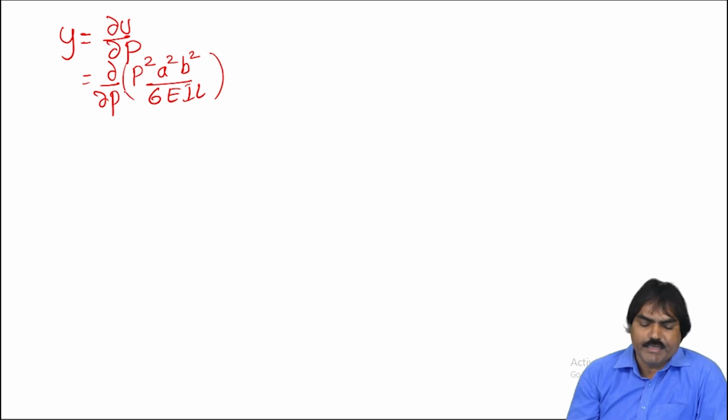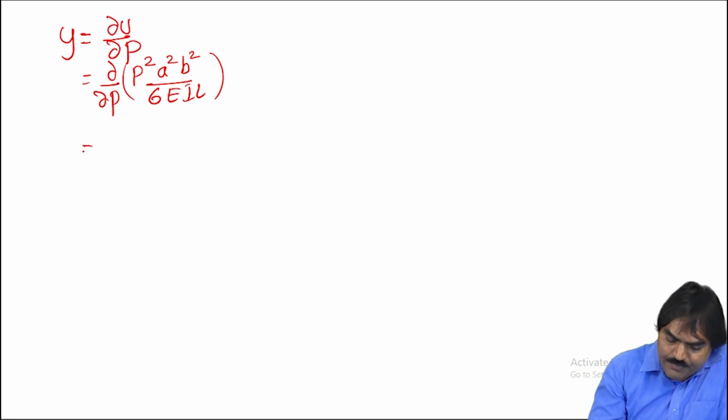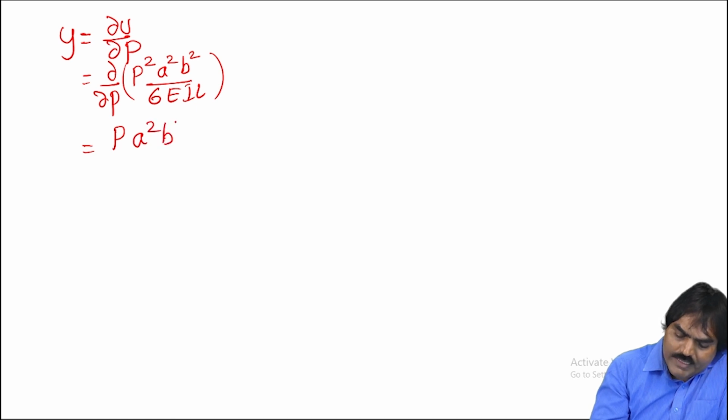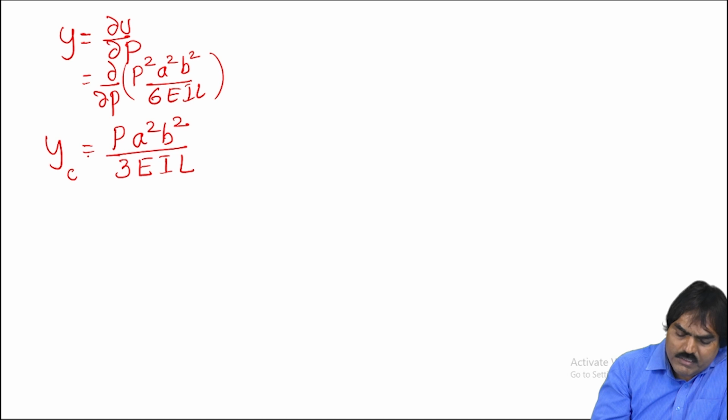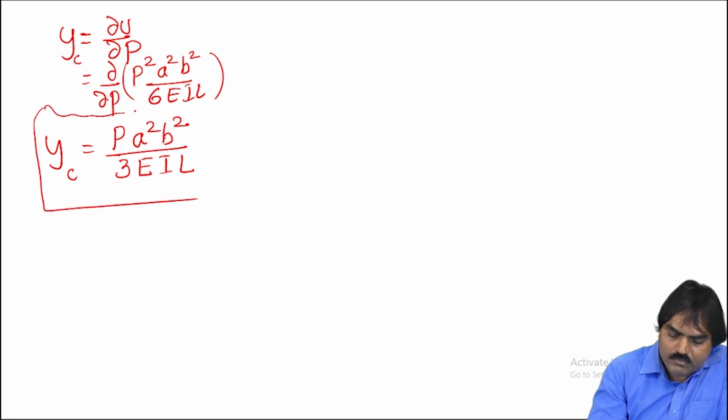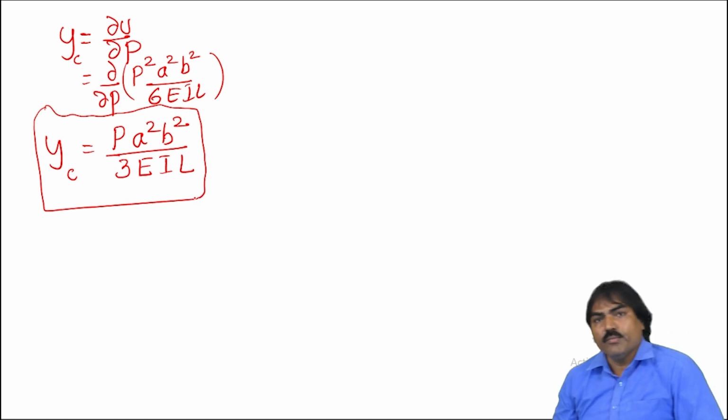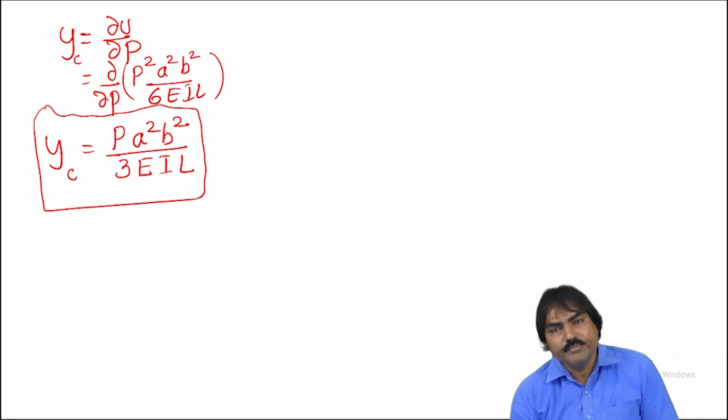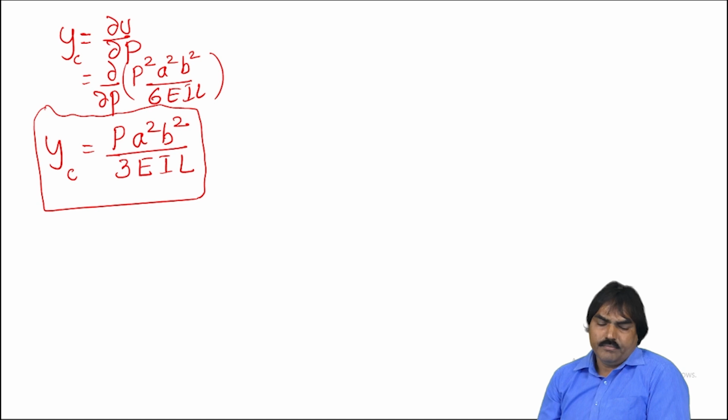P square differentiation becomes how much? 2P. 2P means 6 goes 3 times. That is P into a square b square by 3 EIL. This is the deflection under the load. Remember this formula.